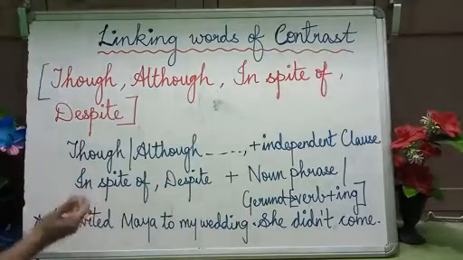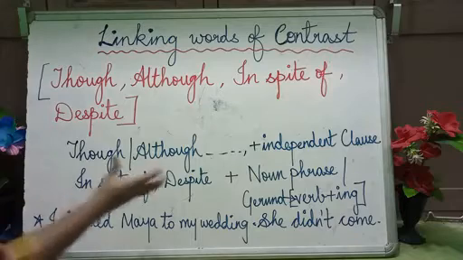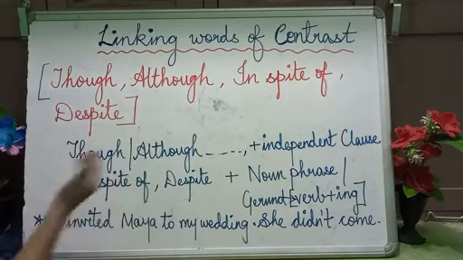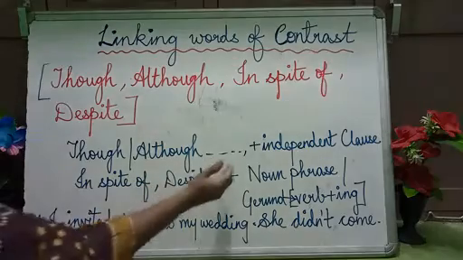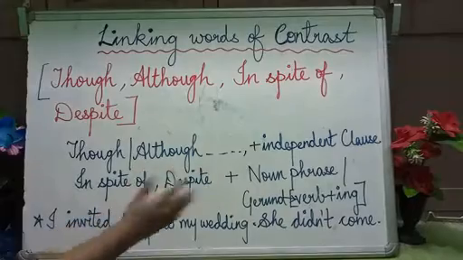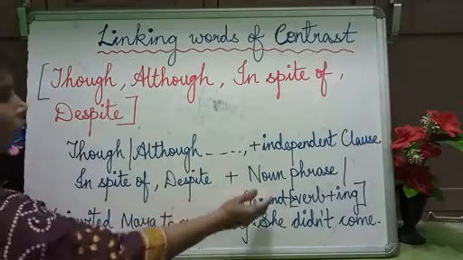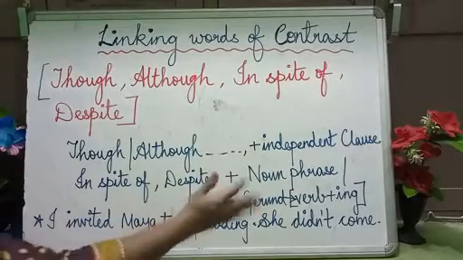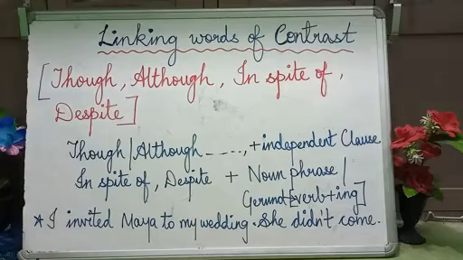Now when you use in spite of or despite in the same sentence, what are the changes? The rules I am telling you. When you use in spite of or despite instead of though, although, what do you have to do? You have to use a noun phrase. I'll tell you later what a noun phrase is. Or a gerund. Gerund means verb plus ing. Okay, verb plus ing.